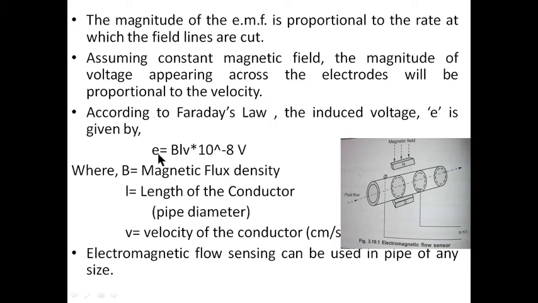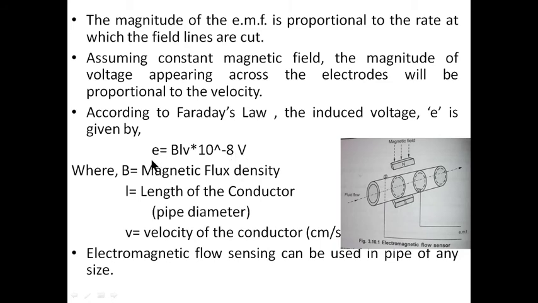So according to Faraday's law, the induced EMF is equal to B L V times 10 raised to the power minus 8 volts. Here V is for velocity, L is for length of conductor, and B is for magnetic flux density. And E, the capital V here, is the unit of this EMF, which is volt.